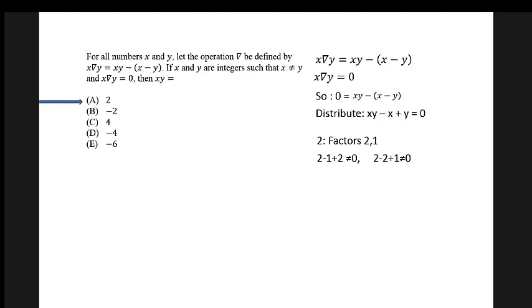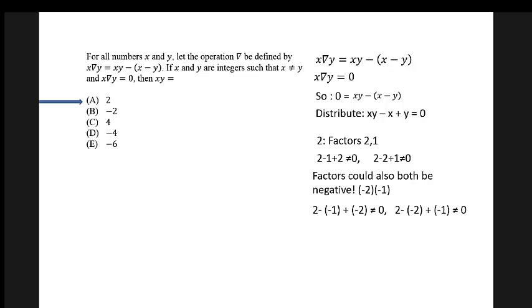And I might think that it was time to move on, but I have to remember that -1 times -2 would also give me a positive 2 for xy, because a negative times a negative gives you a positive result. And so 2 minus -1 plus -2, unfortunately, is still not 0, as is 2 minus -2 plus -1.